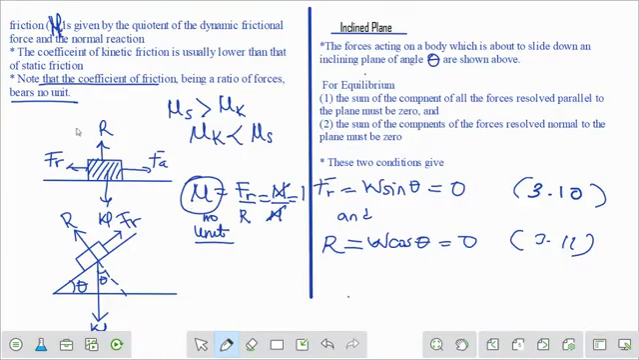So let's continue. You see the diagram now. This is the normal reaction. This is the weight force. This is the applied force. This is the frictional force.